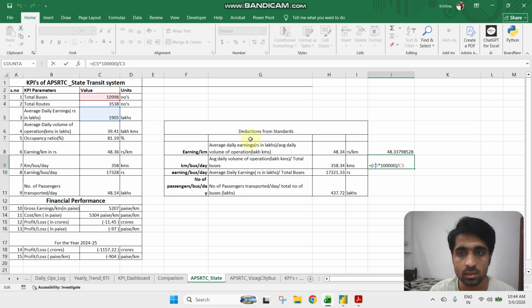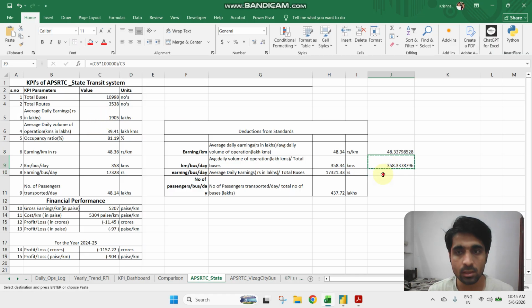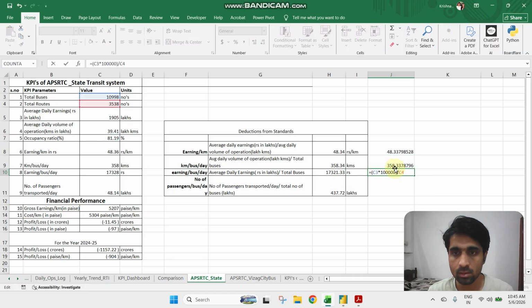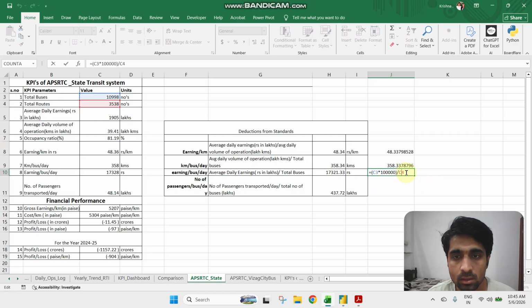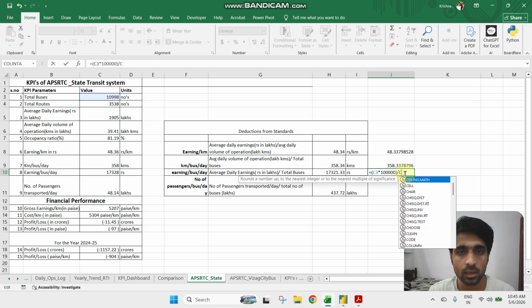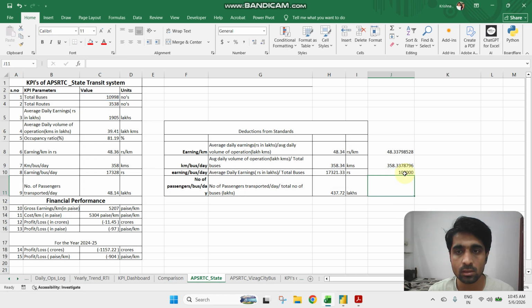So it is C6, 358.33. Similarly, we get earnings per bus per day. What is the average daily earning? C3, like I have seen in the previous sheet. Copy, paste, change to C3. Okay, not C4, C3 only.